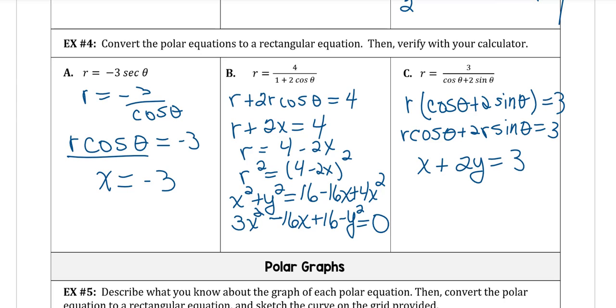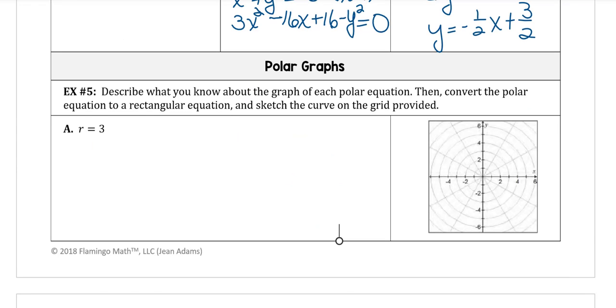And if I want to, I can leave it in this form, or I can solve it for y, put it in y equals mx plus b. So I have 2y equals negative x plus 3. So y equals negative 1/2 x plus 3/2. So you do have a slanted line. All right, so I'm going to do a little bit with polar graphs, and then we'll move from there.